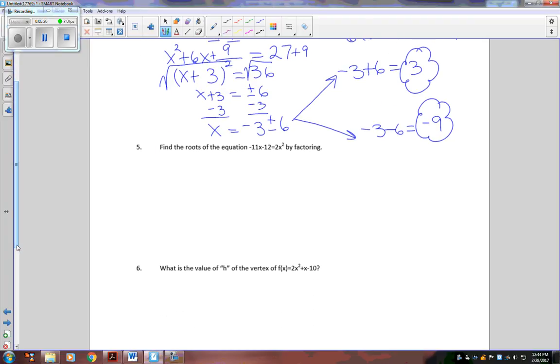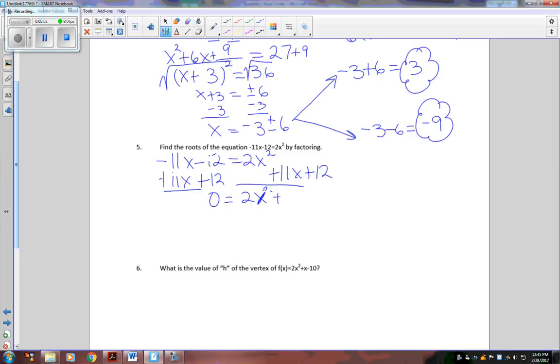Number 5 asks you to solve by factoring. If you're going to solve by factoring, like all quadratics, you need to get it set equal to 0. So I'm going to add 11x and add 12 to each side. I like for my squared term to be positive. That's why I'm moving everything to the right side. Let me write it over here. So I'm going to add 11x and I'm going to add 12 to each side. That gives me a 0. Again, it doesn't matter which side the 0 is on.